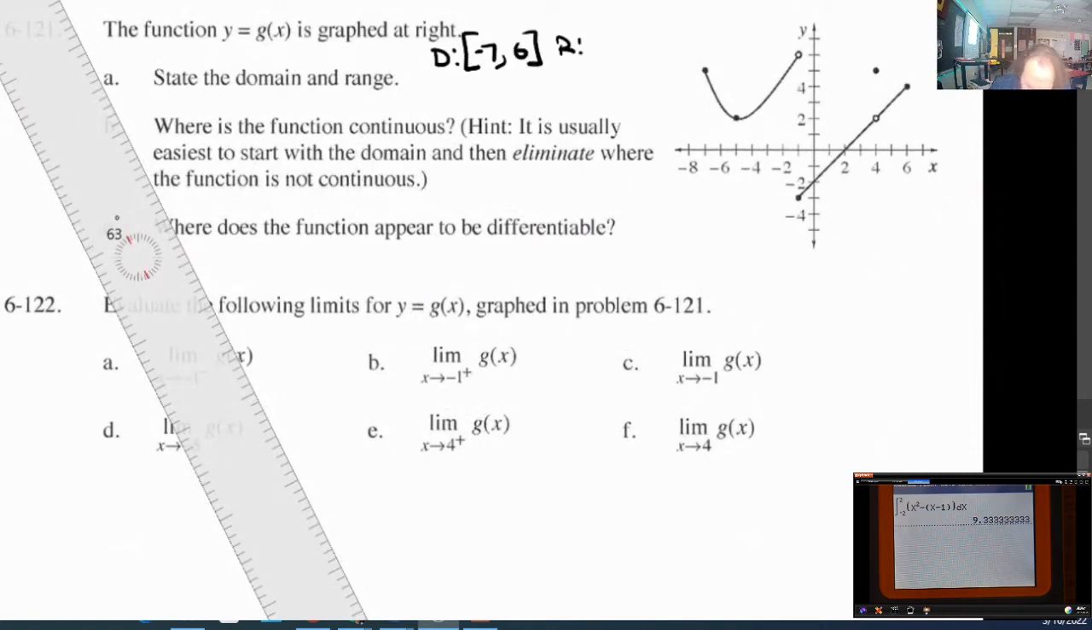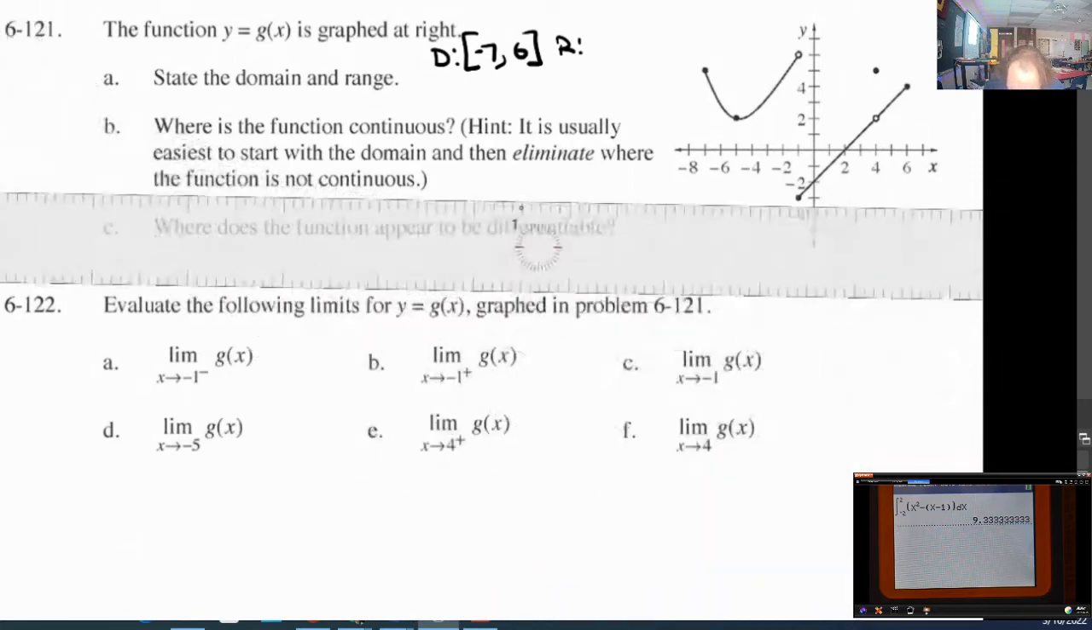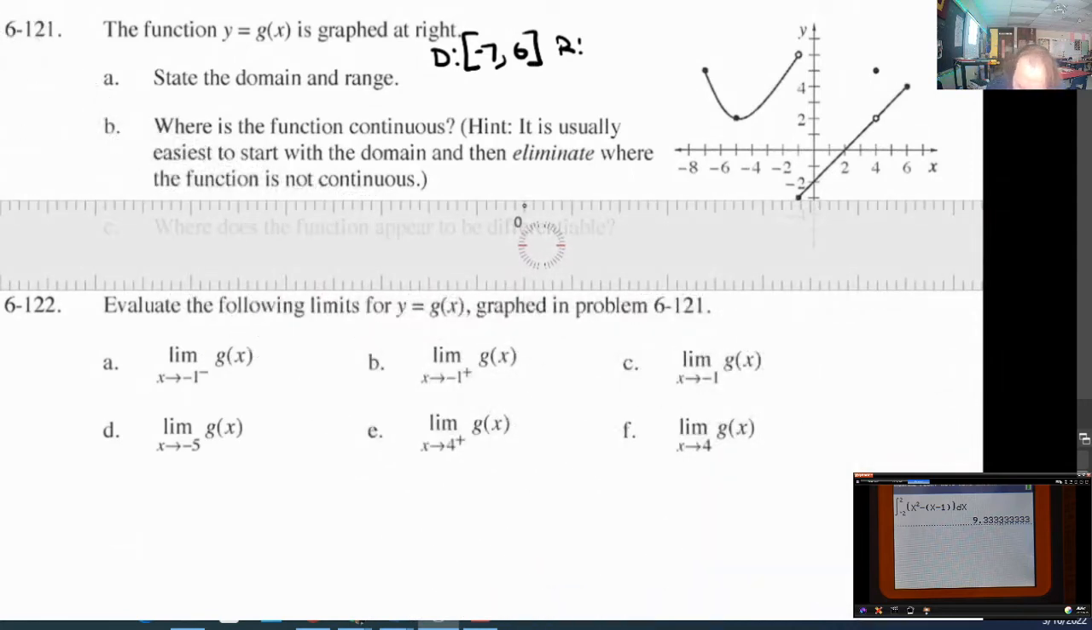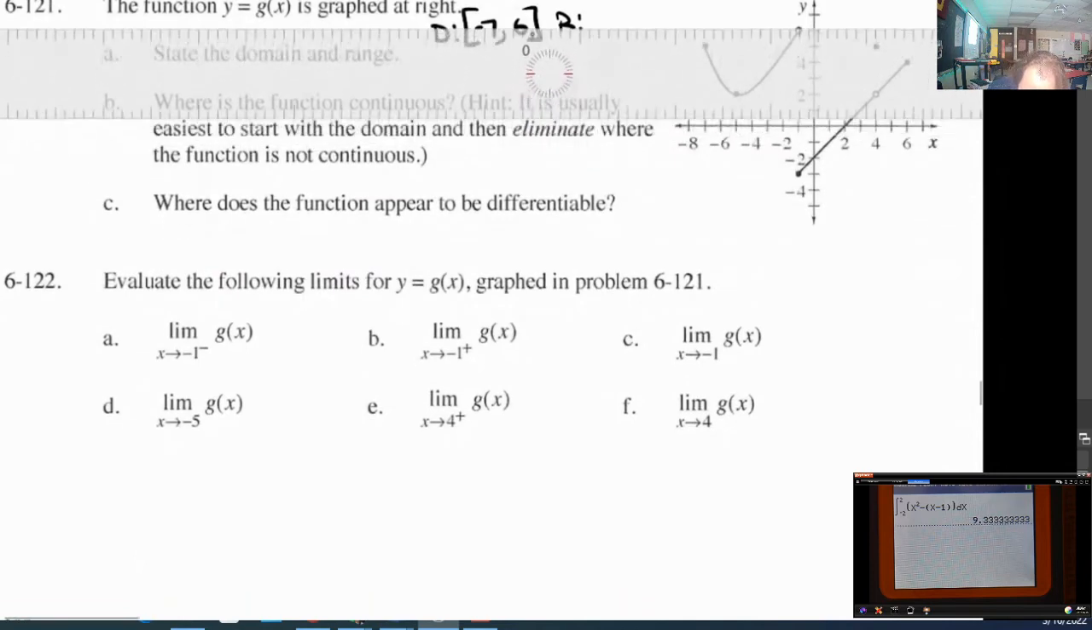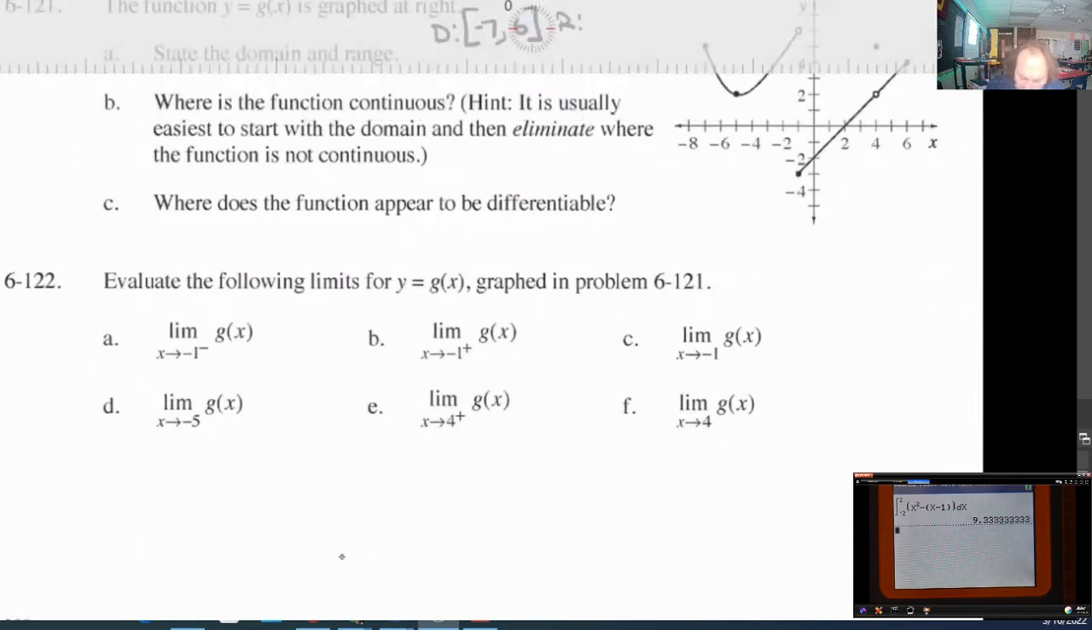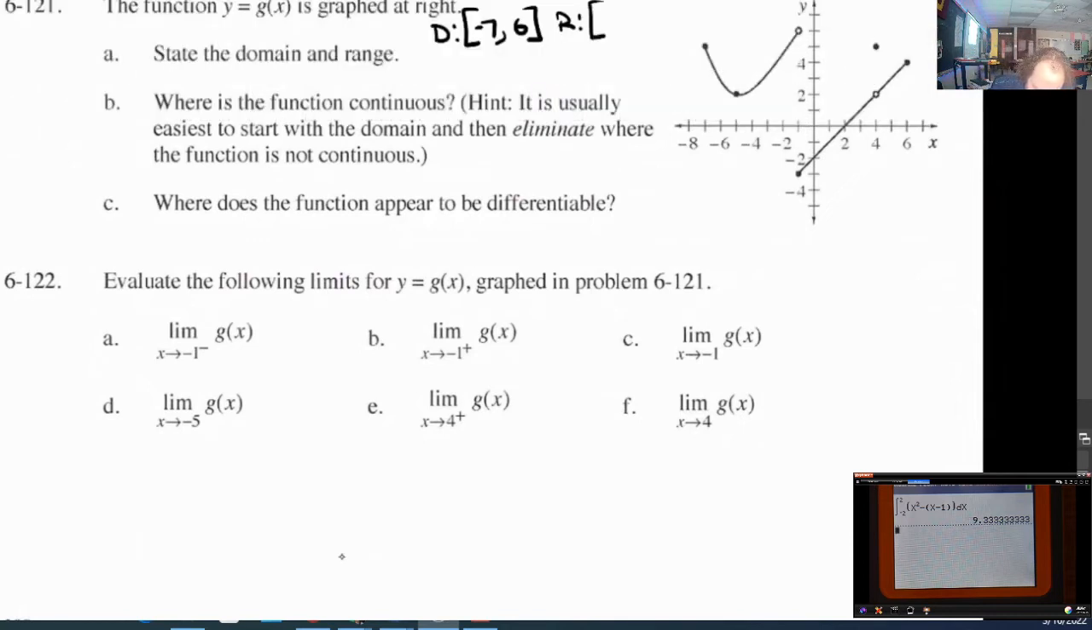The range is going to be very similar. The lowest number that I see is -3. And scanning with a horizontal line all the way to the top, I see that 6 is the biggest number, but it's not represented because there is an open circle there. So I would say the range is from -3 to 6 with a round parenthesis there. That'll help differentiate our answer.